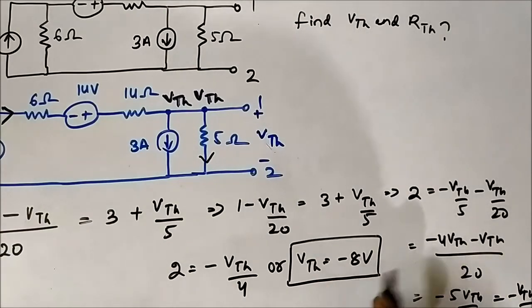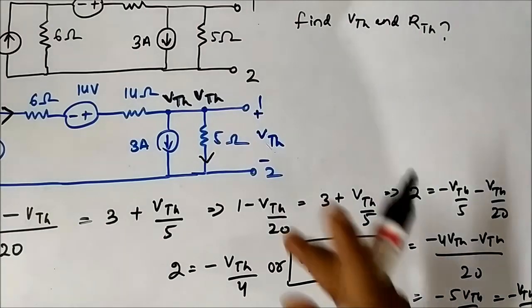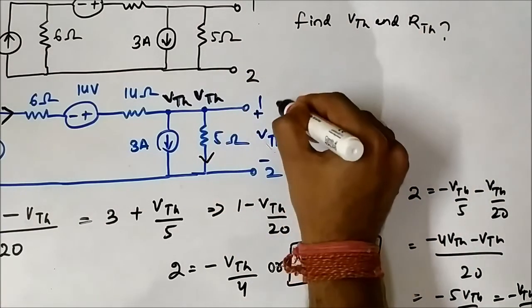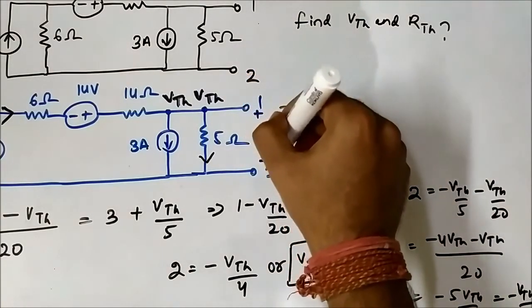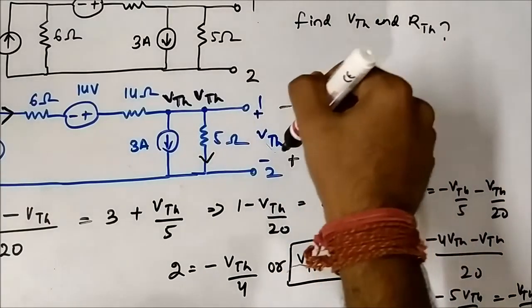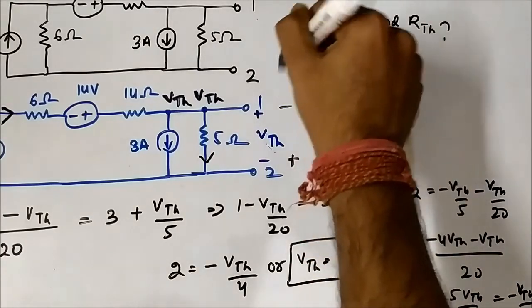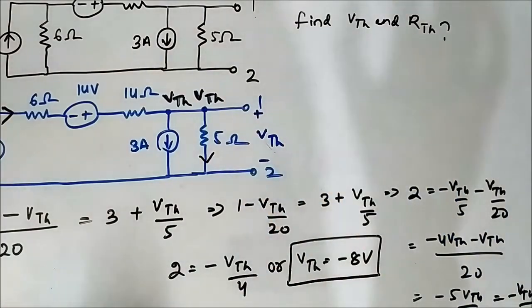So what this means is that the magnitude is 8 volt, but the minus sign means that the polarity of VTH which we assumed is the opposite of that. We assumed plus at the top, minus at the bottom. As per that, we got minus 8 volt, so it means the opposite. Magnitude stays the same, 8 volt, but the polarity is opposite. So no need to worry about that. Okay, VTH is minus 8 volt.